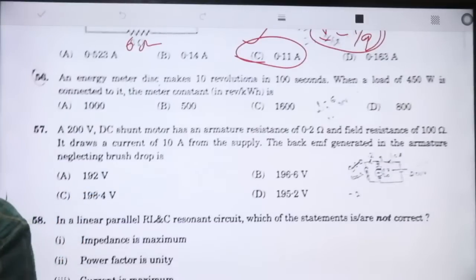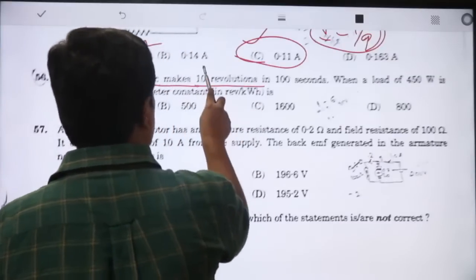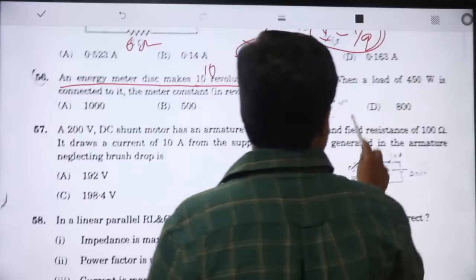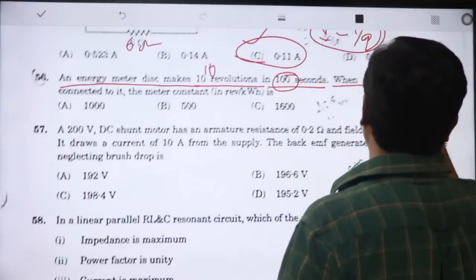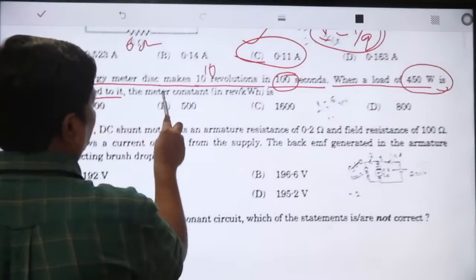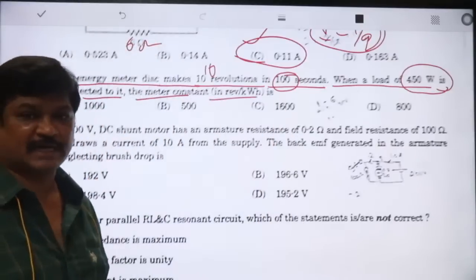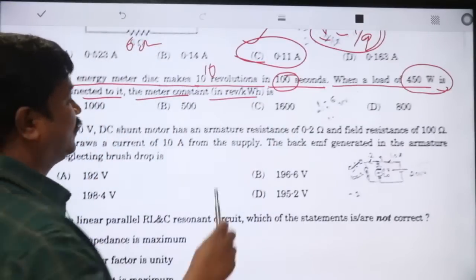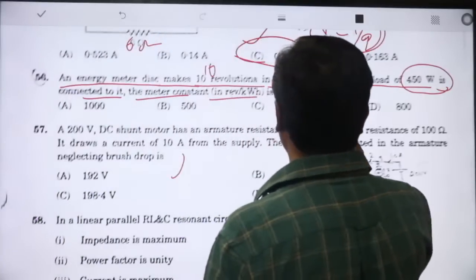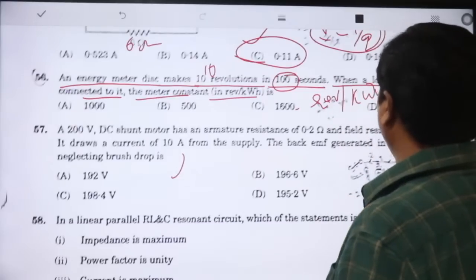Now see here. An energy meter disk makes 10 revolutions in 100 seconds when the load is 450 watts connected. We need the meter constant, the energy meter constant. This problem I told in our class, in the measurements class. Number of revolutions per kilowatt hour.